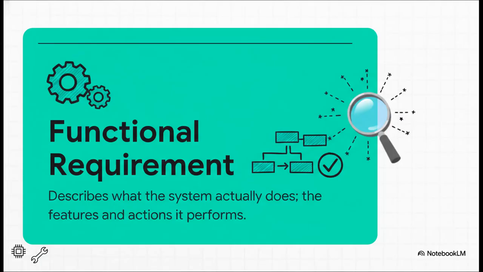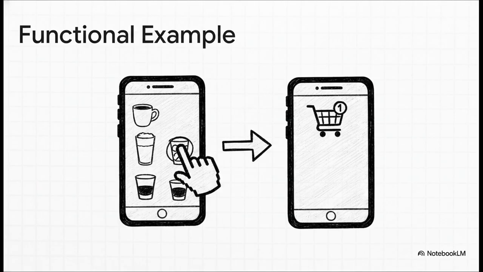Now, inside that blueprint, your requirements usually get split into 2 main types. First up, you've got functional requirements. These are pretty straightforward. They describe what the system literally does, the features, the buttons, the actual actions it can perform. So for our Caffeine Dash app, a super simple functional requirement would be something like, the user can select a coffee from a menu and add it to their virtual shopping cart. It's a clear, distinct action.